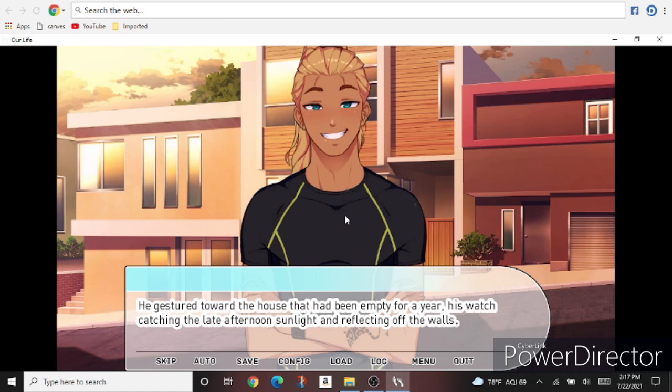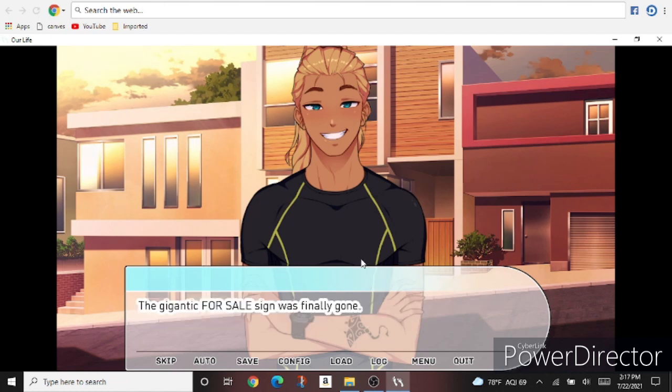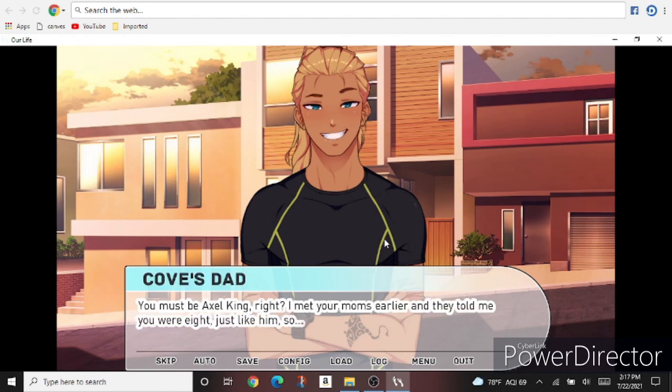His walk, touching, and late afternoon sun reflecting off. Oh god, I wear glasses in real life, and I hate it when that stuff goes into my eyes and my glasses make the reflecting worse. It makes me look like an anime villain character. The gigantic for sale sign finally gone. There are so many houses for sale around where I live.